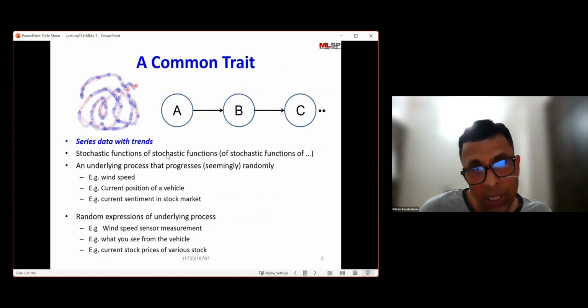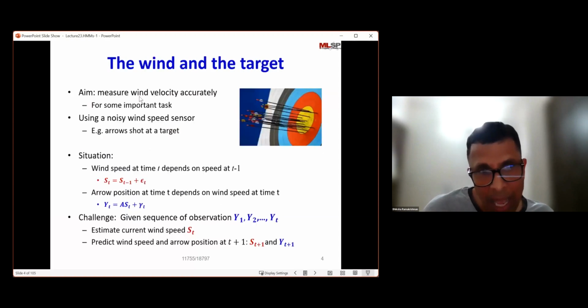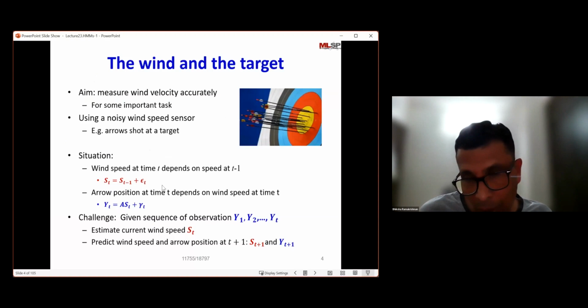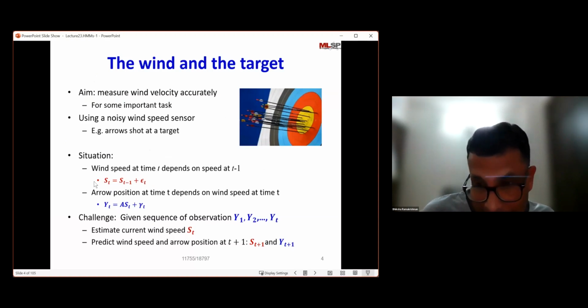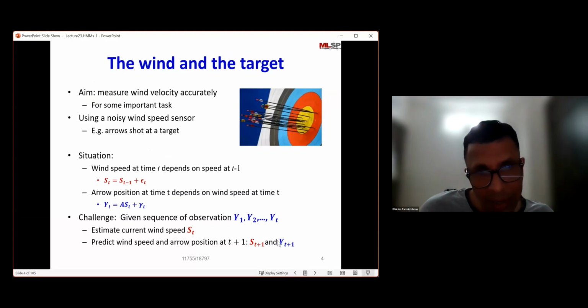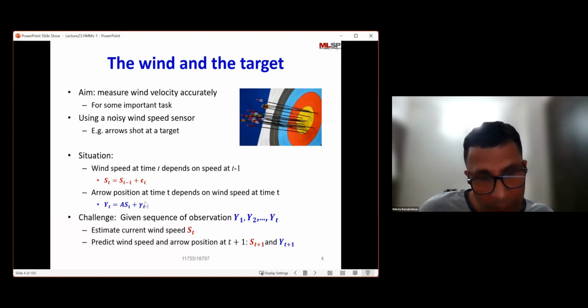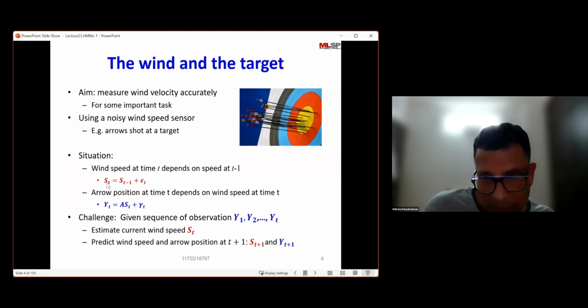It's a stochastic function of stochastic functions. What do I mean by this? The wind velocity itself is not constant. It is constantly changing, as seen by this. So the wind velocity is random, right? And the offset of any arrow is also influenced by this gamma term, which is your own inaccuracy. So even if you knew the current wind velocity, the position yt is also random. And the randomness is this gamma, right?